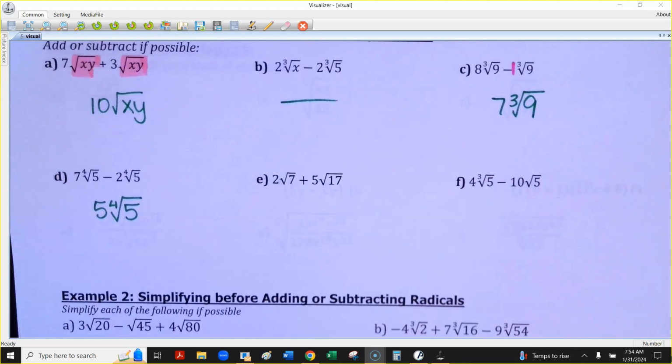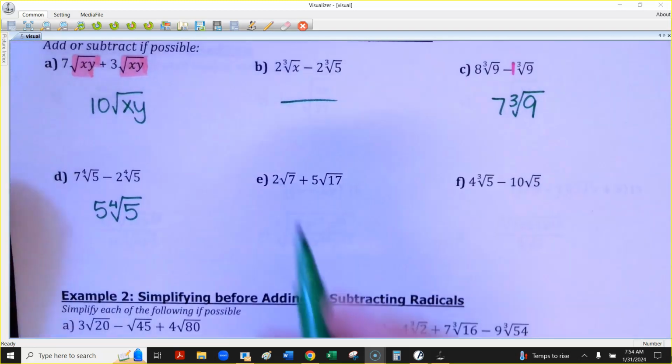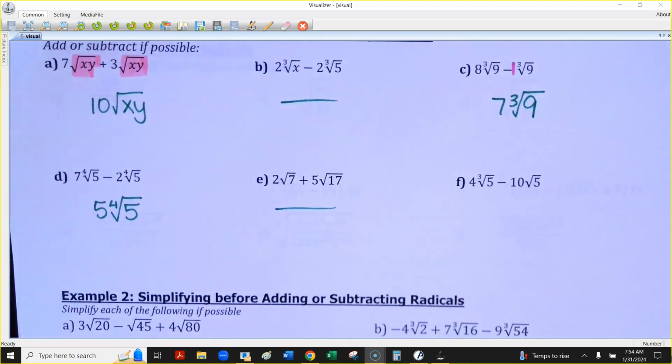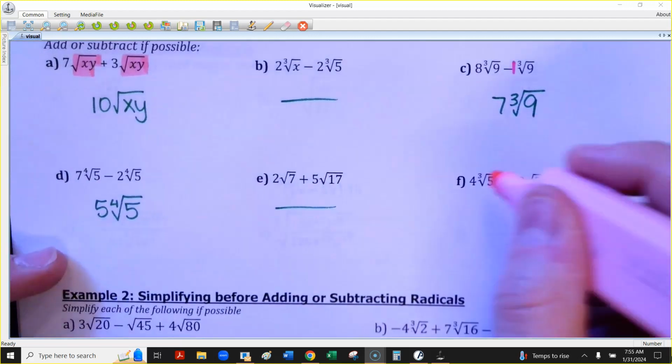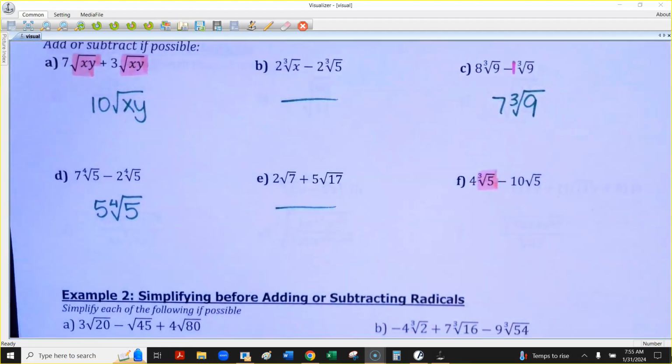All right. What about 2 square roots of 7 plus 5 square roots of 17? You could break down, but 17's not going to break down, so that's already simplified, so I'm not going to do anything else there. There's nothing for me to do. What about 4 cube roots of 5 minus 10 square roots of 5? Okay, it's not meant to be mean or anything, but that is a cube root of 5, and that is a square root of 5. So if they're a different index, they're not like radicals, so actually that expression is as simplified as it can get as well. So right there, you got 3 problems. You wouldn't even have to do anything. You just have to recognize they're not like radicals.